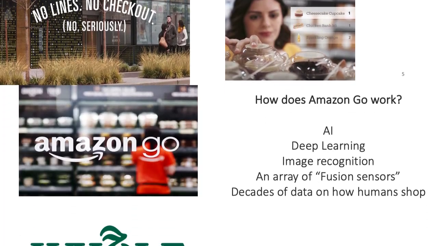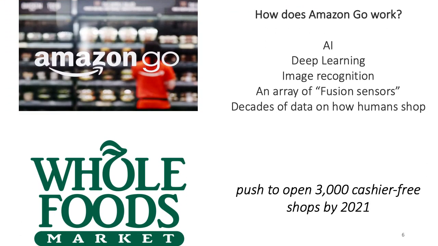Cool. And so the way that this works is Amazon is using, of course, AI, deep learning, especially computer vision for detecting objects using cameras. It's doing image recognition, or using an array of fusion sensors. That's why you can see tons of sensors on the ceiling, like cameras and also sensors for detecting items. And also, something really interesting, they use decades of data on how humans shop.